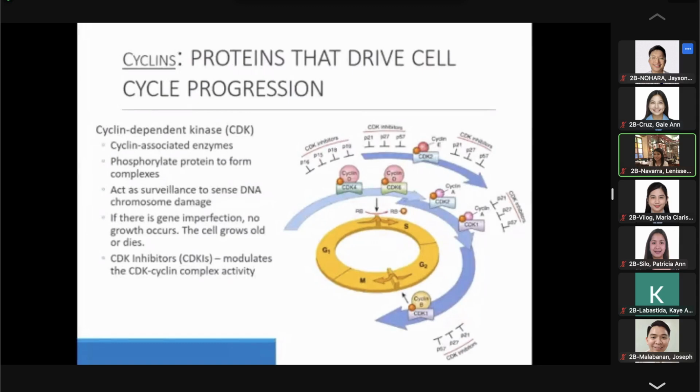So if there's an imperfection, no growth occurs and the cell will grow old or will die. For CDK inhibitors, these modulate the CDK-cyclin complex activity. CDKIs are in charge of the cell cycle checkpoints, and if these are defective, it will allow cells with damaged DNA to still divide.